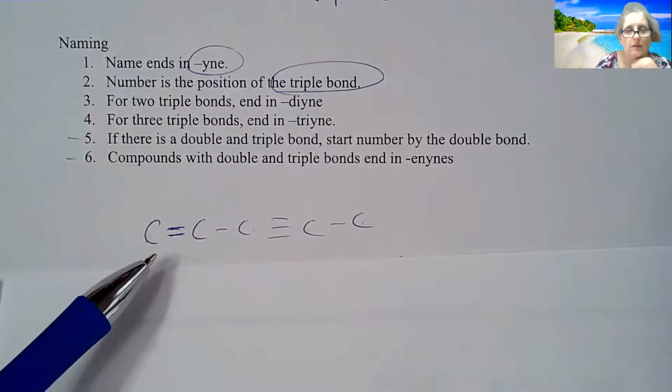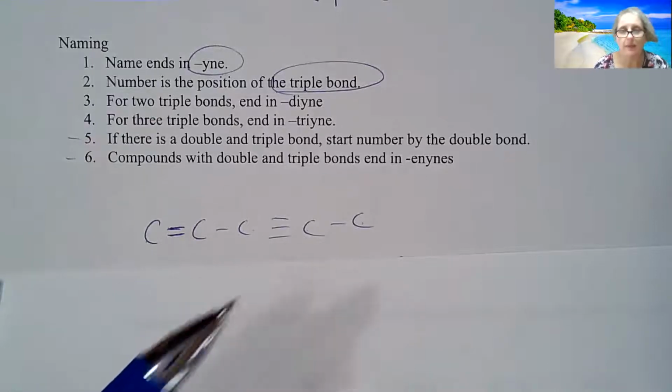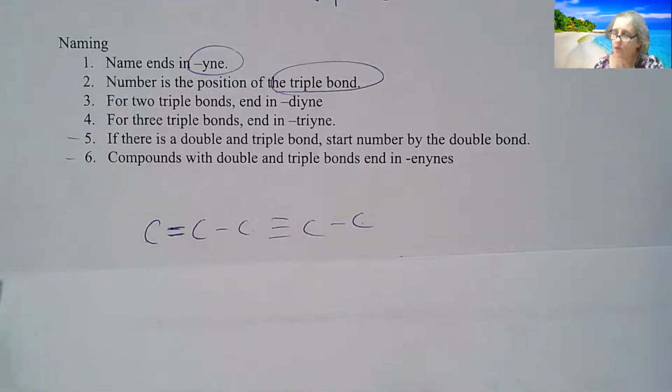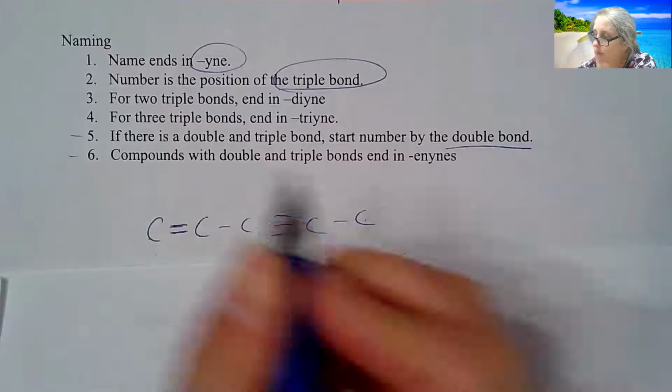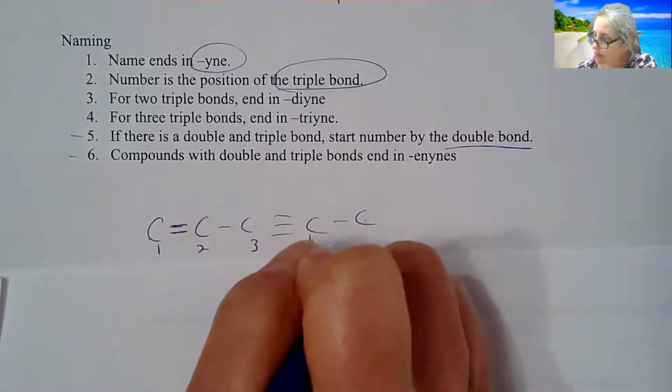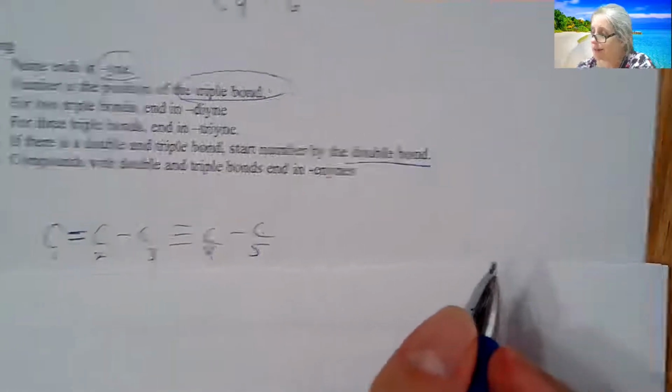So if I draw this molecule with a double bond here and a triple bond here, do note the convention is you always start numbering by the double bonds. That's always going to be the rule. So I'm going to number it 1, 2, 3, 4, 5. 1, 2, 3, 4, 5. So this is a weird naming system. I'll just tell you that right now.